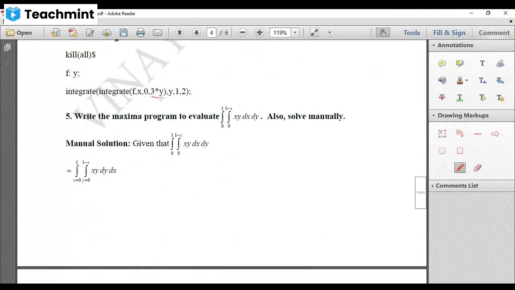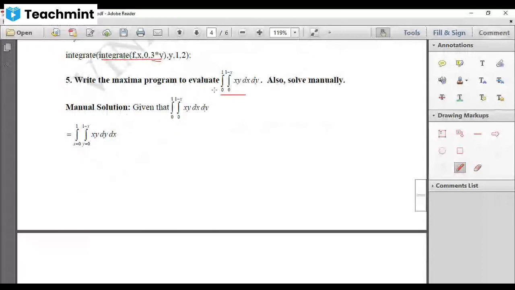So x, comma, 0, comma, 3 star y, that's the Maxima syntax, right? So first it will be evaluated for this. Then after that, the answer will be evaluated with respect to y, comma y, and y varies from 1 to 2. Put a semicolon. You'll get a simplified answer, so no need to use rational simplification once again. Now let us see one more example.